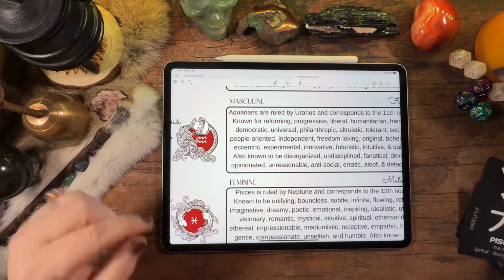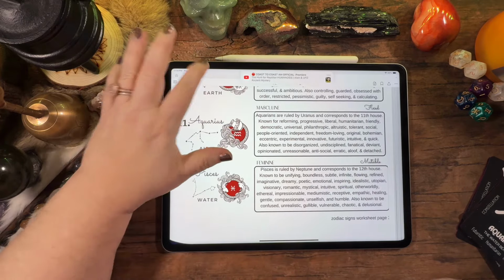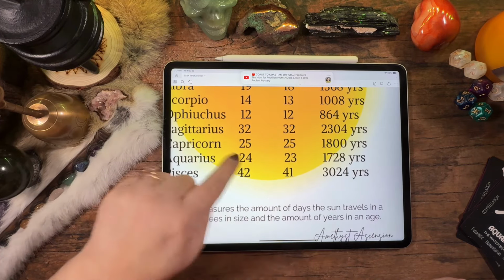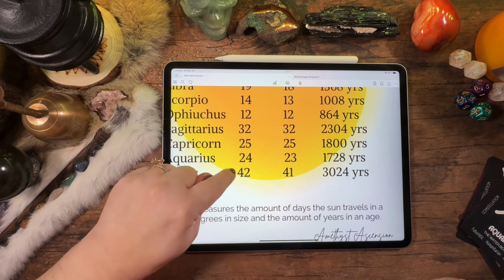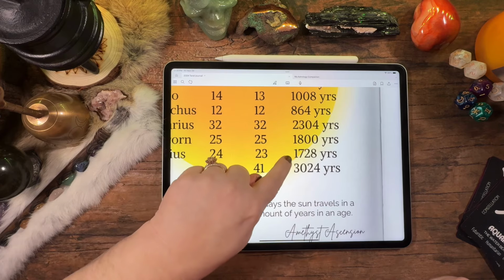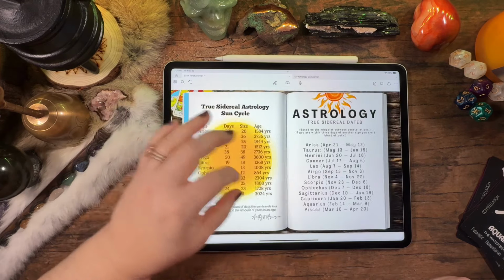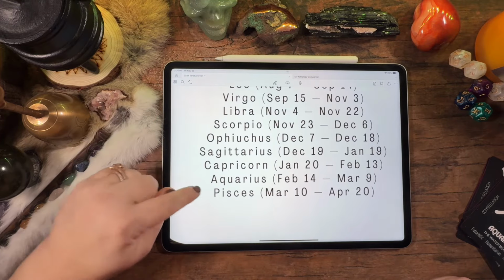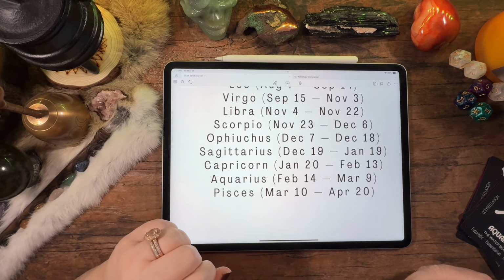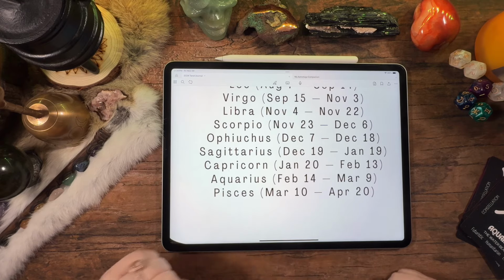So, the next one is Aquarius. Aquarius is 23 degrees in size, 24 days the sun travels through the sign of Aquarius, and an age is roughly 1,728 years. So, the actual dates start on, like right now, February 14th, so on Valentine's Day is when Aquarius actually starts, through March 9th.